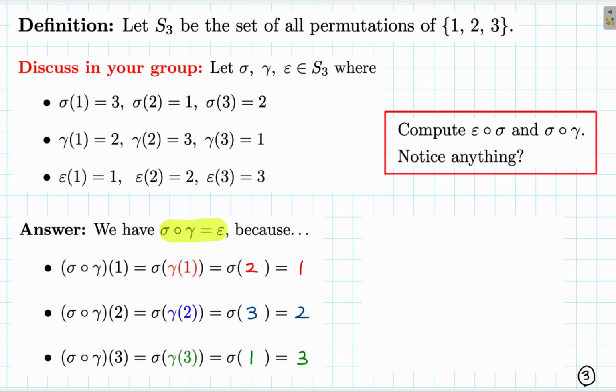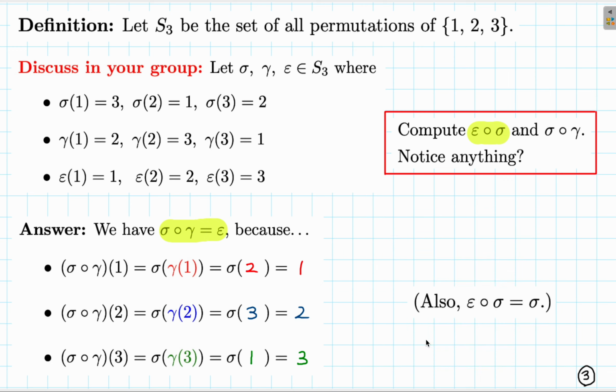Now what about epsilon composed with sigma? I'll leave the details up to you, but you should have found that epsilon composed with sigma is just sigma. So epsilon's really the do-nothing permutation. And I'll certainly say a little more about these calculations, and make some generalizations about these in the next slide.